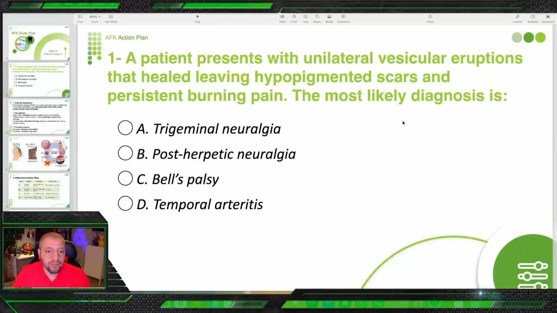The most likely diagnosis is trigeminal neuralgia, post-herpetic neuralgia, Bell's palsy, or temporal arthritis. Honestly, all 4 conditions might have something like this. So this is why it's critically important to catch the keyword. The keyword will immediately eliminate 2 and give you more idea about the other 2 conditions. Most likely this will be post-herpetic neuralgia.